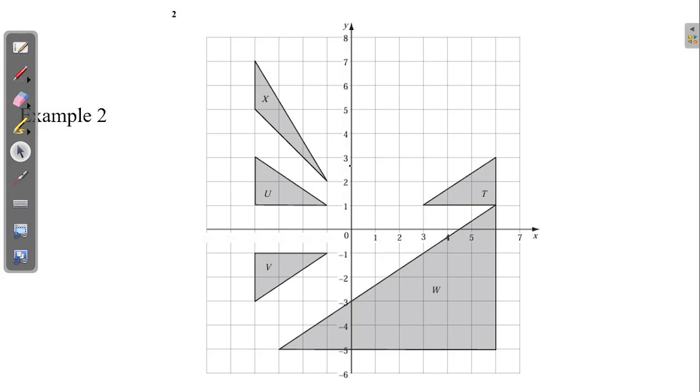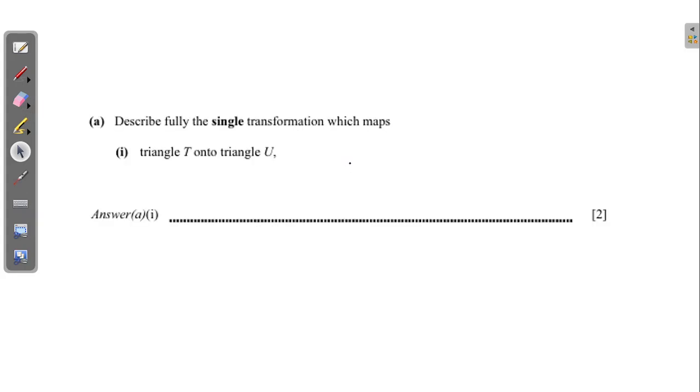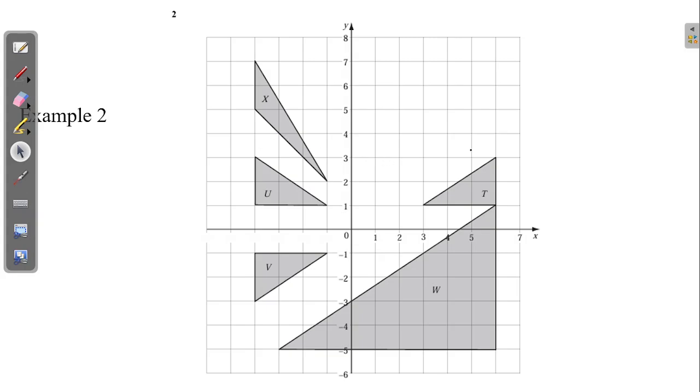Now for this question, we are given this diagram. Now we are asked to fully describe. It says describe fully the single transformation that maps triangle T onto triangle U, right? So now triangle T is right here, triangle U is right here. Now if you look carefully, you will see that this is a flip. Alright, so for that reason triangle T has been flipped to get U, right? So that is a reflection.